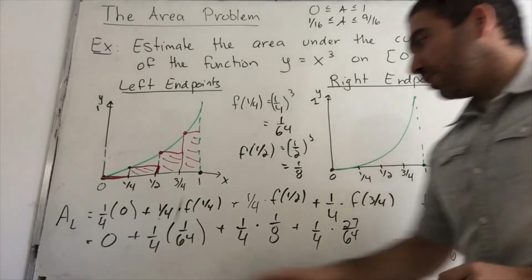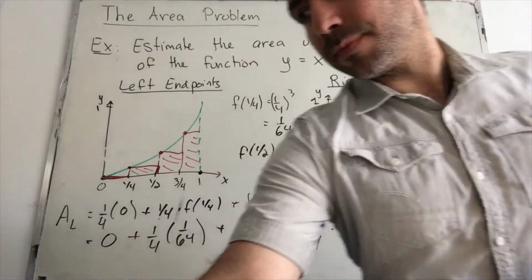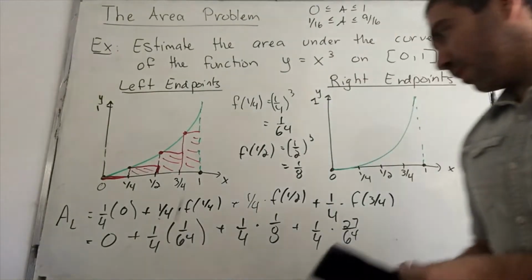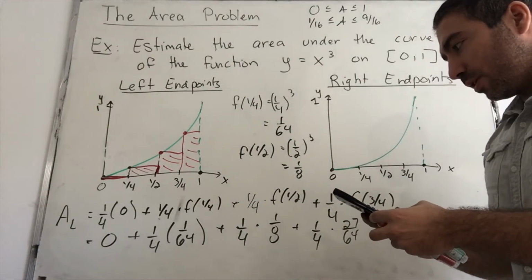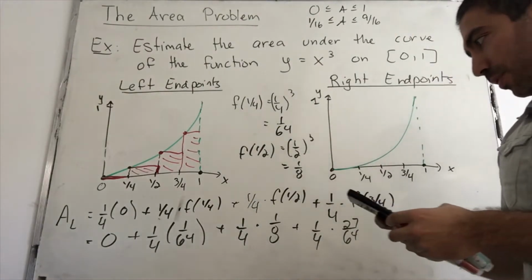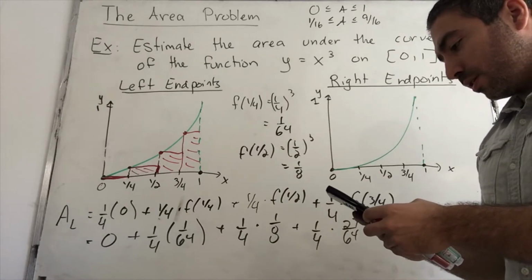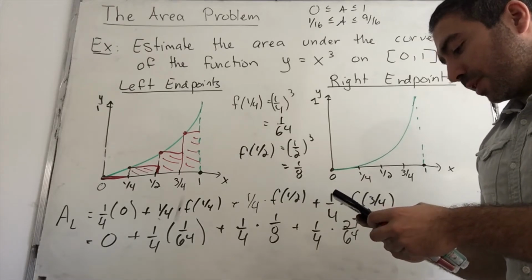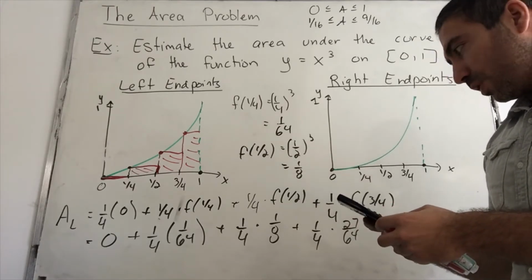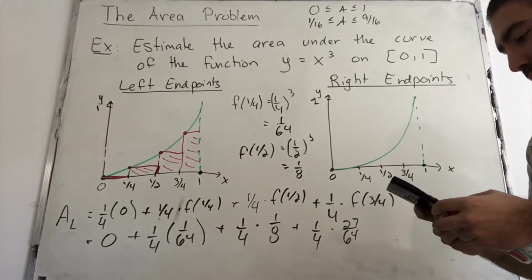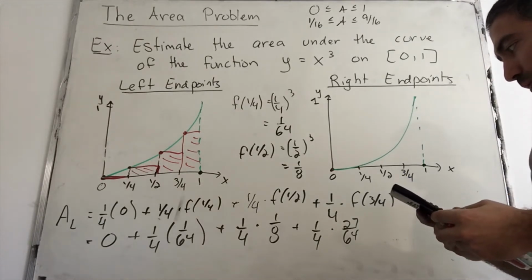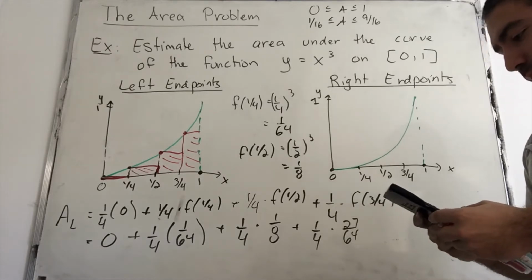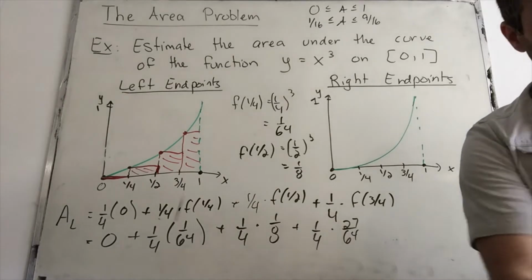Okay. Let's use a calculator and add these up. So we have 1 on 64 times 1 over 4 plus a quarter times an eighth plus 1/4 times 27 over 64. In total, I get 9 on 64.